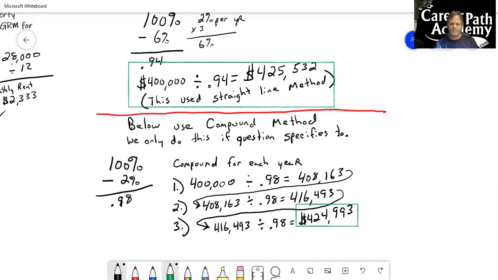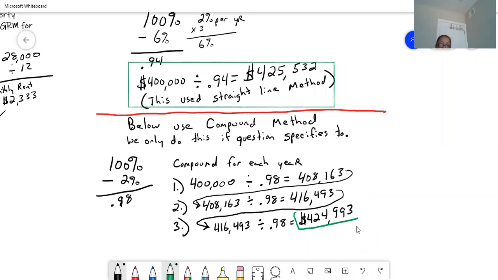I don't like this box. Sometimes I want to keep the natural drawing here. Sometimes technology sucks. All right, there we go.